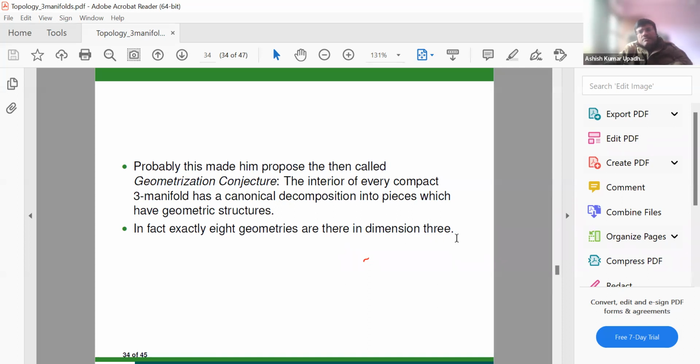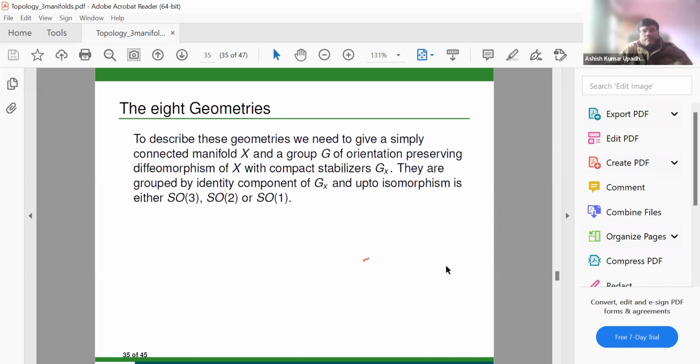So earlier in one of the slides, I mentioned that there are exactly 3 different geometries in dimension 2, and in dimension 3, there are exactly 8 different geometries. Now we try to understand these 8 geometries. This is a very technical part, and if some of us do not understand this, do not get disappointed, because it takes a lot of time to understand this.